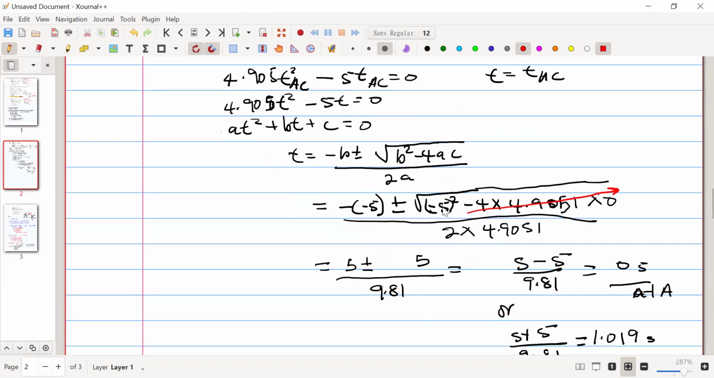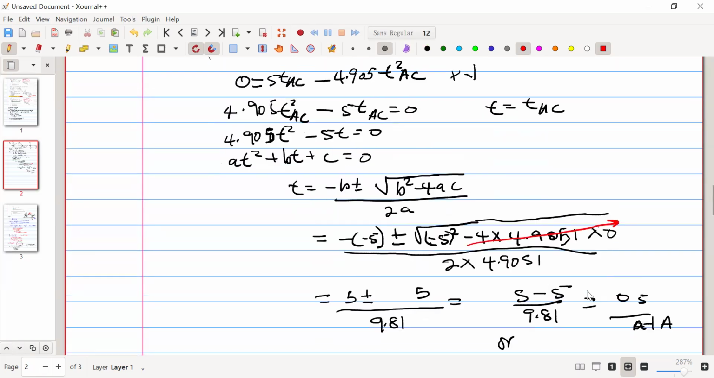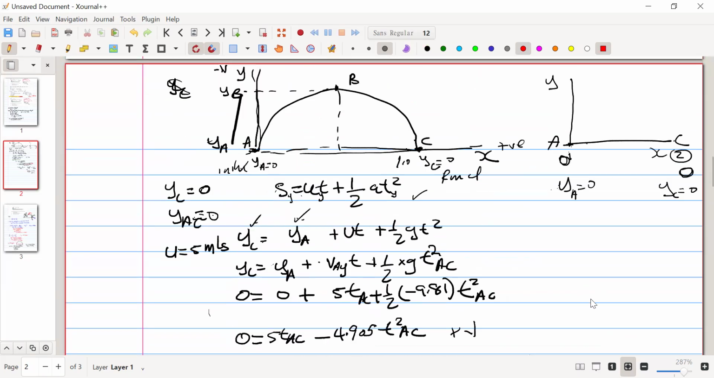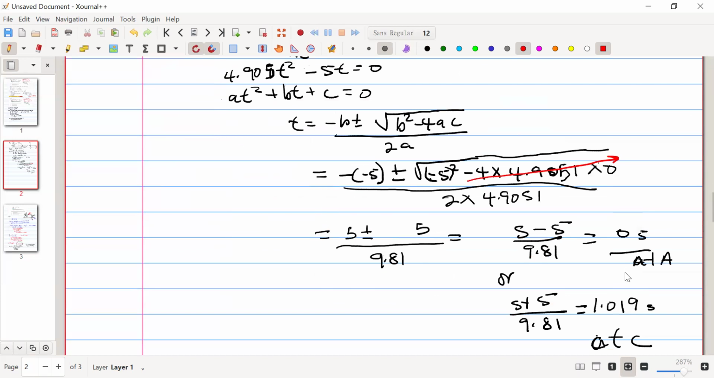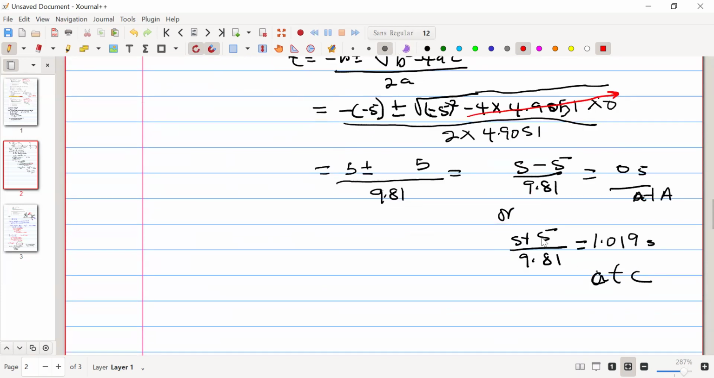And then this is going to be 25, square root, you're going to get 5. So it's going to be 5 minus 5 as one option, divided by this. So the time there is 0, and that's initially right at A. So right at A, where the body just starts off, the time is 0. For it to reach C now, it is going to be 5 plus 5 divided by this. So you get 1.019. So it is right at C. So this is at C.